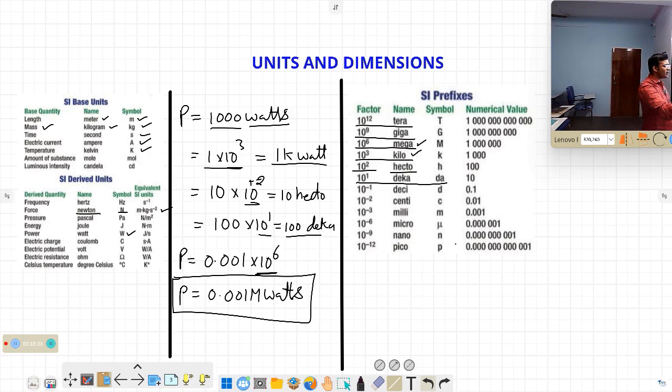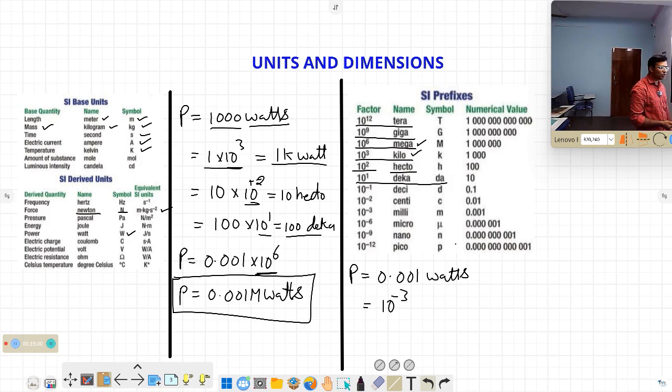Not only that, sometimes we have to write decimal powers. For example, if you come across a case of power where the power utilized by an engine is 0.001 watts. Before we took 1000, now 0.001. So in what way can I write this value? After the decimal we have 3 digits, that's why I can write this as 10 power minus 3.